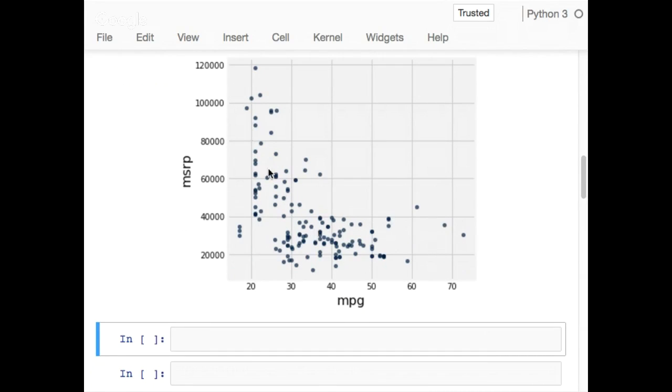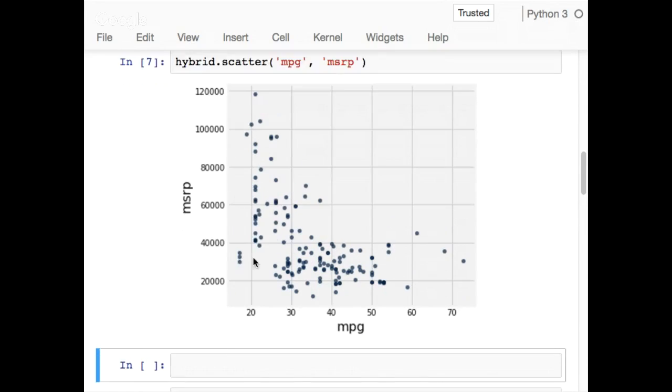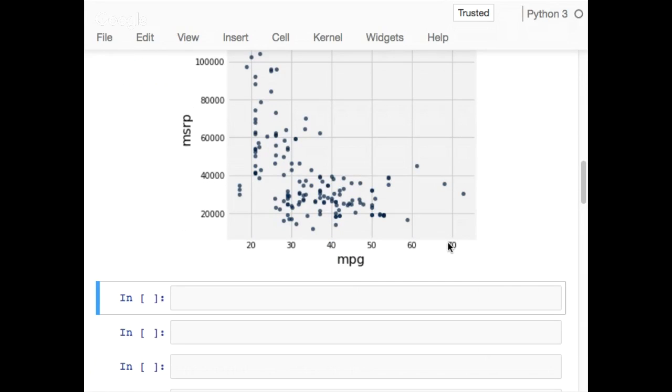So I noticed here there's kind of like one chunk here with a bunch of cars that are really not that efficient but cost the most, and some here that are really efficient but cost the least. I wonder why that could be.